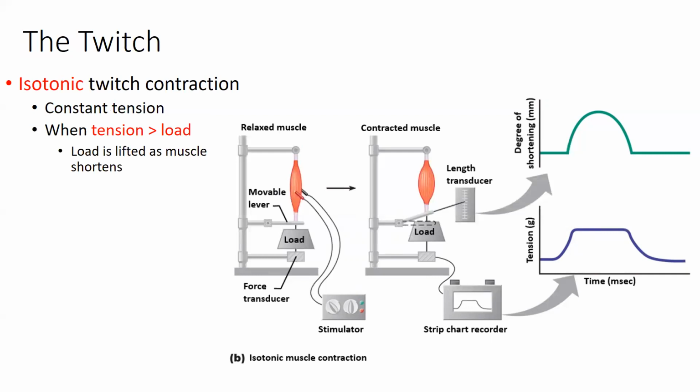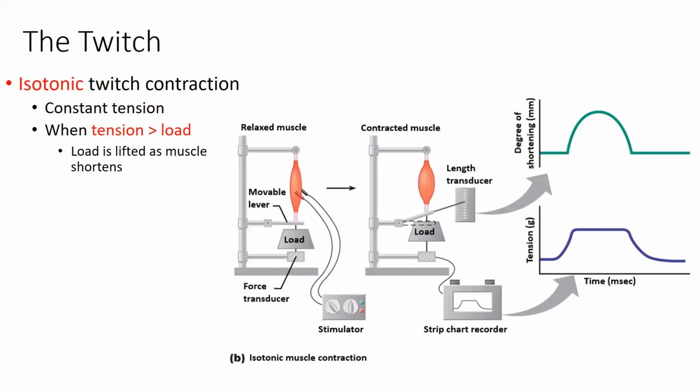And iso, again, means same. Tonic means tension. Here, we do generate enough tension to move the load. And at the point where we do have enough tension to move the load, that tension is going to remain constant for a little bit while the muscle contracts, and then it will drop off. Let's repeat that again. So here, we are generating enough tension.